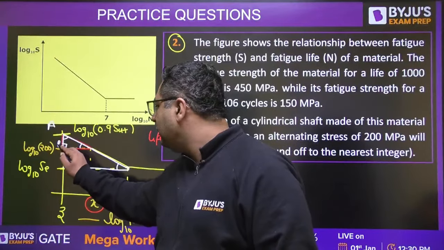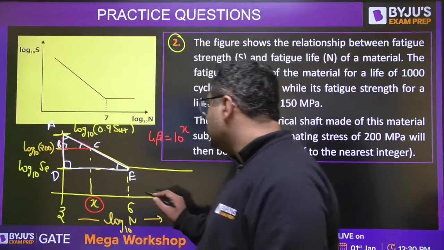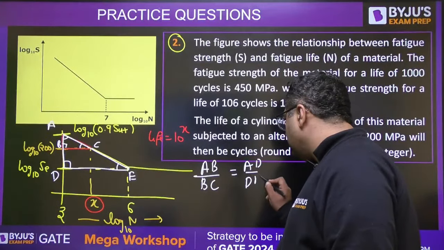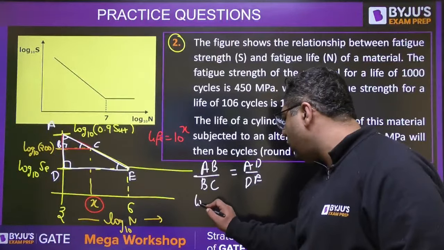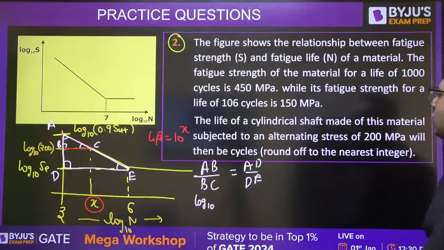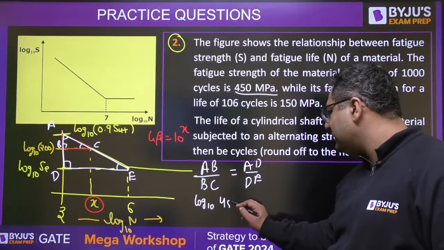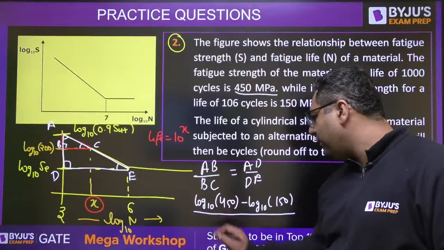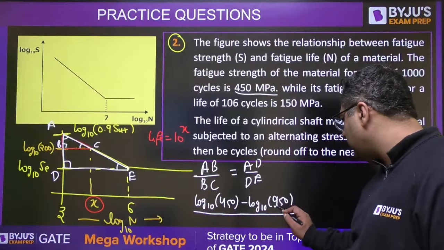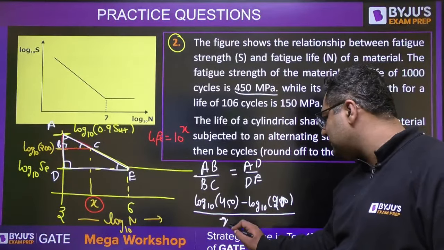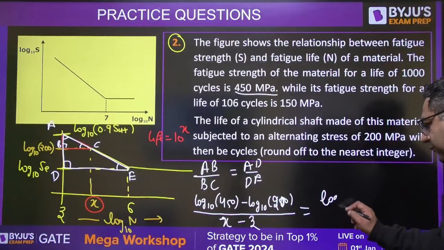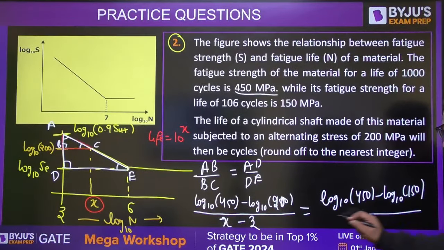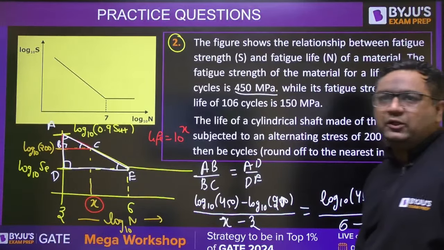Let us say this is A, B, C, D and E. So you can write AB by BC equals AD by DE. AB is nothing but log base 10 of 450 MPa, which is already given to you directly, minus log base 10 of 150, divided by BC. This is 200, so this is x minus 3, equated to log base 10 of 450 minus log base 10 of 150, divided by 6 minus 3. Solve it and get the value of x.